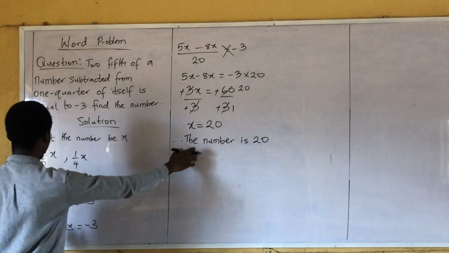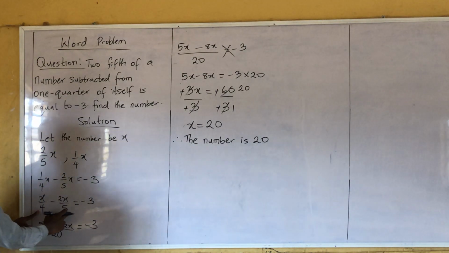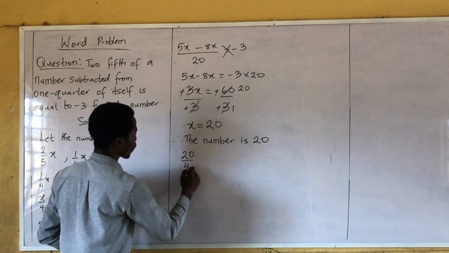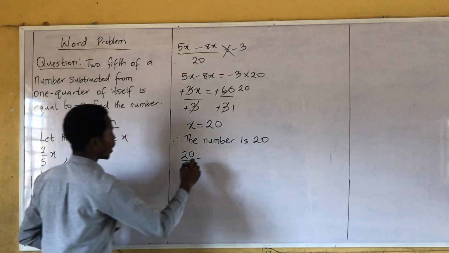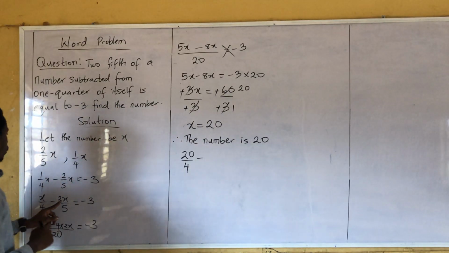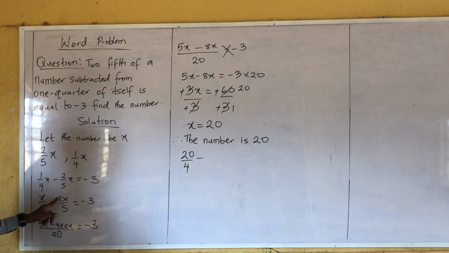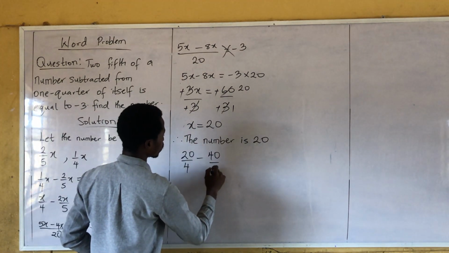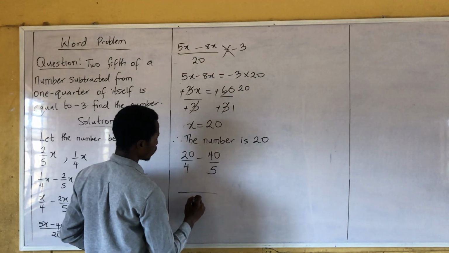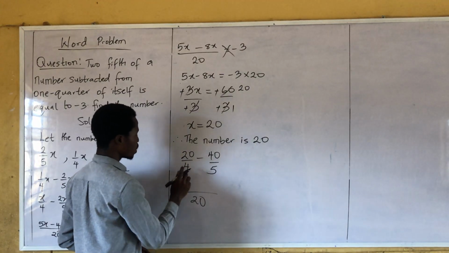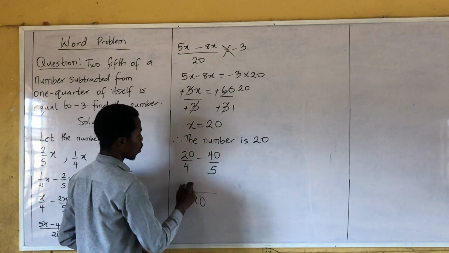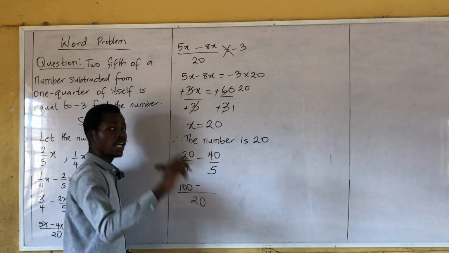Let us put the value of 20 into this place, to see if it will give us -3. So if you have 20/4, minus, if you put 20 here, 2 times 20 will give us 40, 40 over 5. And the LCM of this is going to give us 20. 4 in 20 is 5, 5 times 20 is 100. Minus, 5 in 20 is 4.